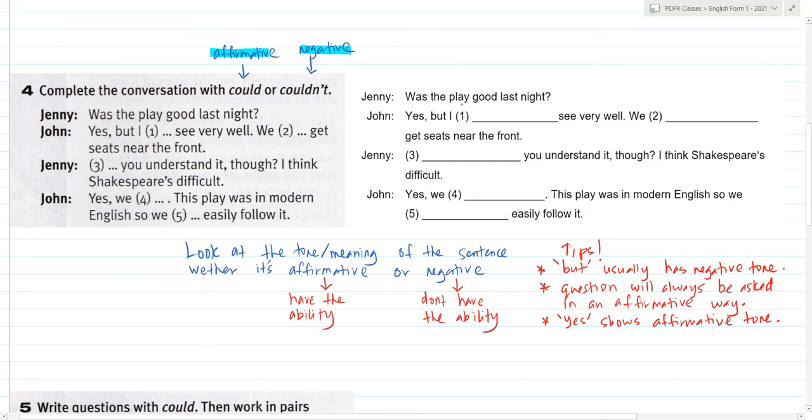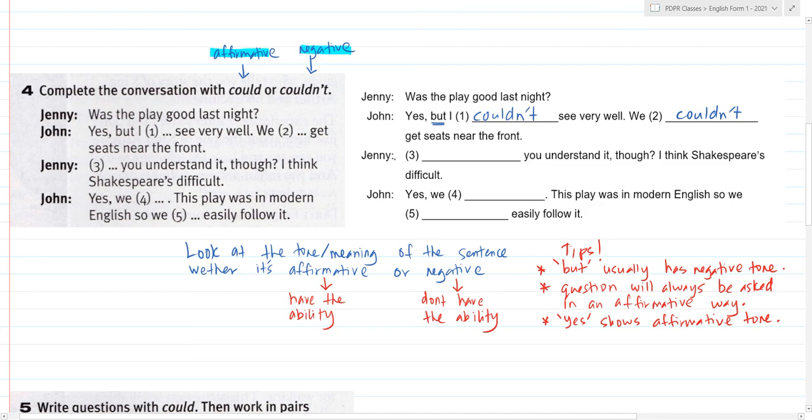Jenny, was the play good last night? Yes, but I. Okay, you have here but. So the sentence may be having a negative tone. Yes, but I couldn't. But I couldn't see very well. Ya, tetapi saya tidak boleh melihat dengan jelas, dengan baik. We couldn't get seats near the front. Kenapa tidak boleh melihat dengan baik? Kerana kami tidak dapat tempat duduk yang berada di hadapan. We couldn't get seats berdekatan dengan paling hadapan sekali.